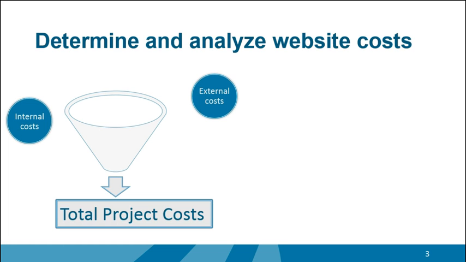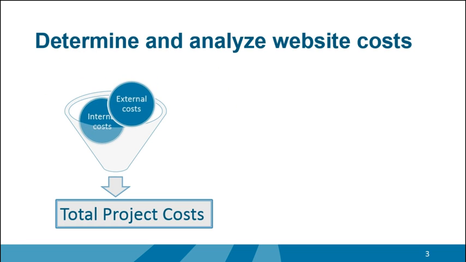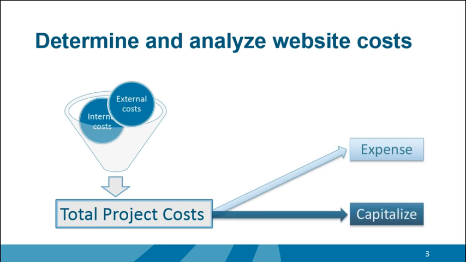The first step with website projects is to identify and accumulate all project costs. These can be internal and external. Internal costs could be direct payroll related to IT personnel or programmers. It could also be indirect costs that are reasonably allocated to the website project. External costs are typically payments to web developers and other vendors involved with the project. Once all costs are accumulated, the next step is to begin analyzing all the fees incurred and to make a determination if the costs will be expensed or capitalized.